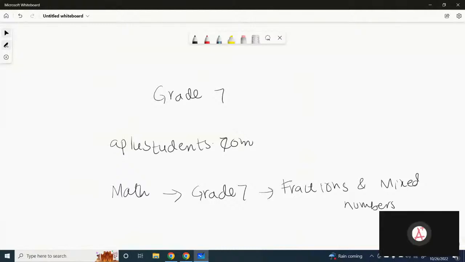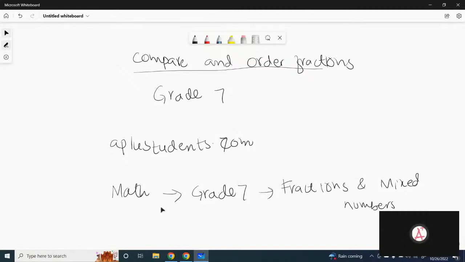Okay, we are going to start with compare and order fractions. Let's start with the lesson compare. Please make sure you have your notebook and pencil so that you can note down the important points and definitions on your notebook. Got it?